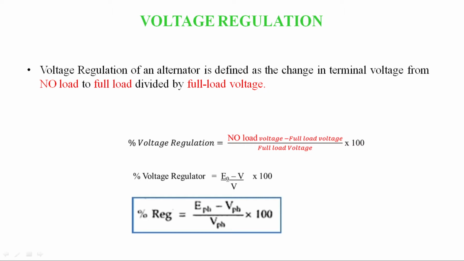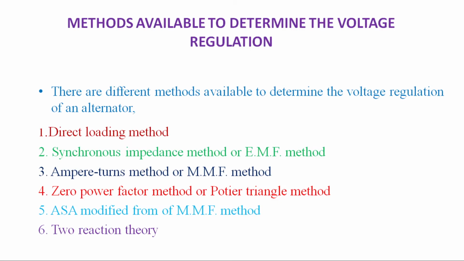In case of small machines, we can find the regulation by direct loading. There are various methods to determine the voltage regulation: direct loading method, EMF method, MMF method, ZPF method, ASA method, and two reaction theory. We have seen all these six methods in detail, and the direct loading method is used for finding the regulation of small machines.